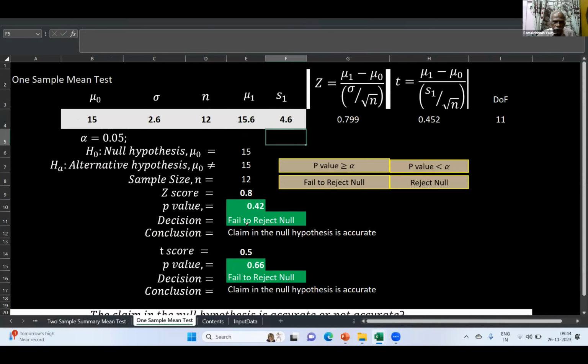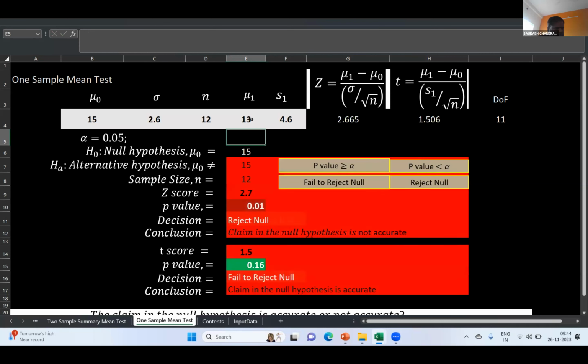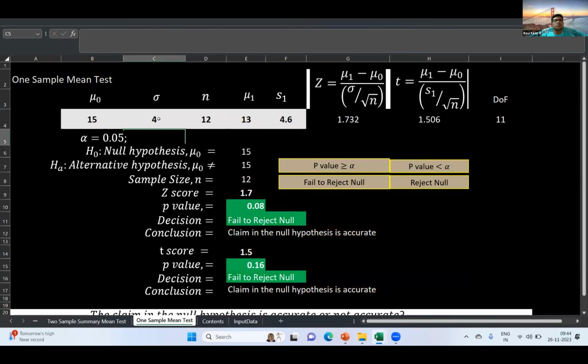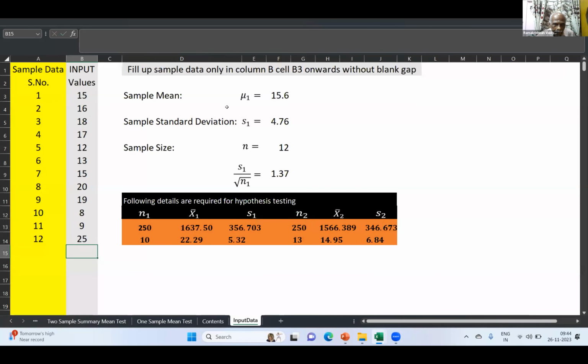So you get this value, fail to reject the null, right? Both are the same, that is what it is giving, because the mean is 15.6. Suppose the mean is 13. See, reject the null, right? Because I said Z is more important, therefore I have to go by only the Z test. So I will make it here 3.5, reject the null. I'll make it 4, fail to reject the null. Both are the same, right?